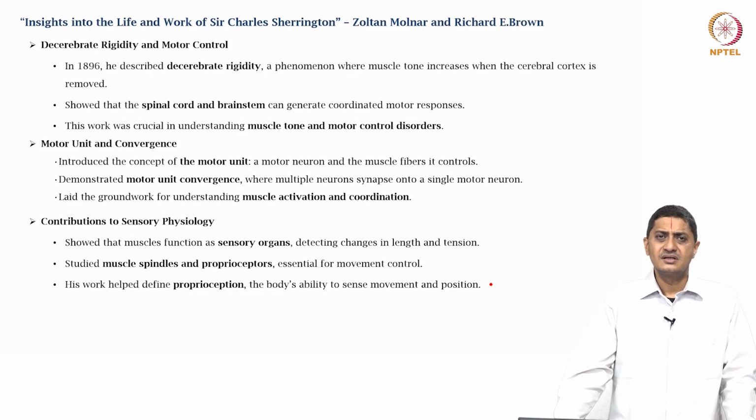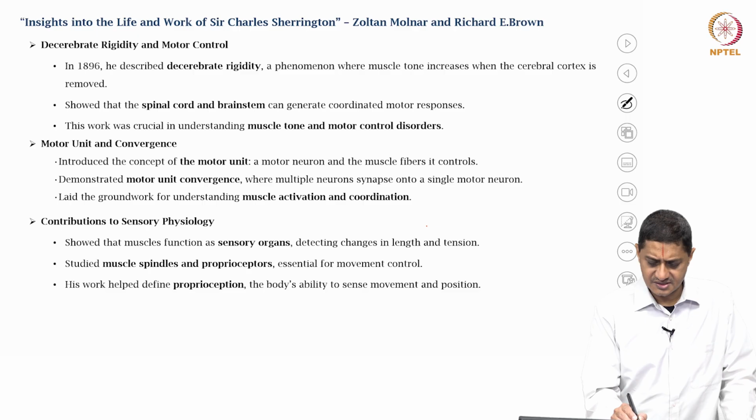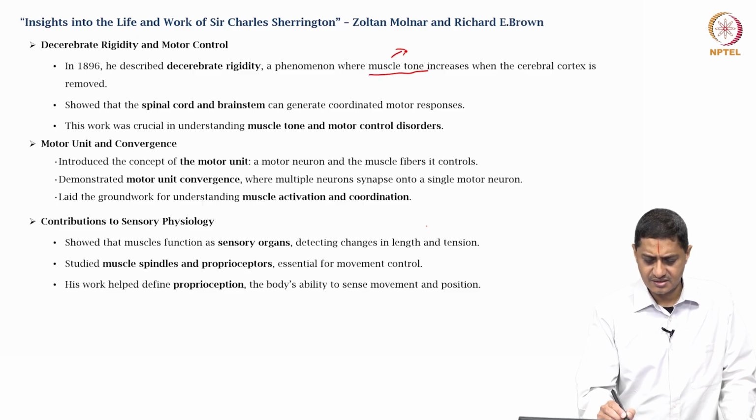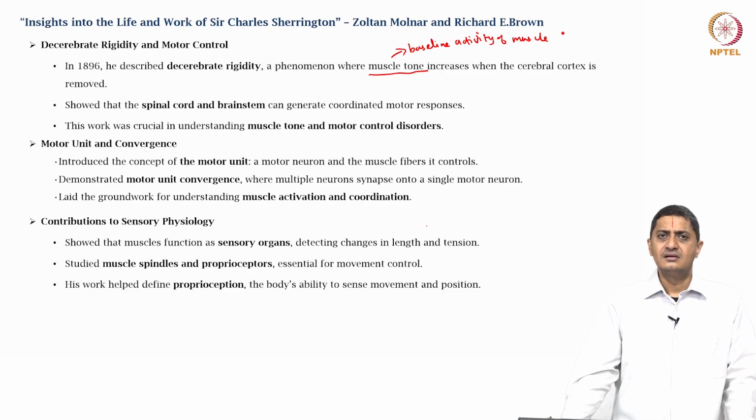Also, Sherrington described decerebrate rigidity, in which muscle tone means, for the purpose of this class, baseline muscle activity. Baseline activity of the muscle increases when the cerebral cortex is surgically removed, or when a transection is performed below the level of the cerebral cortex.